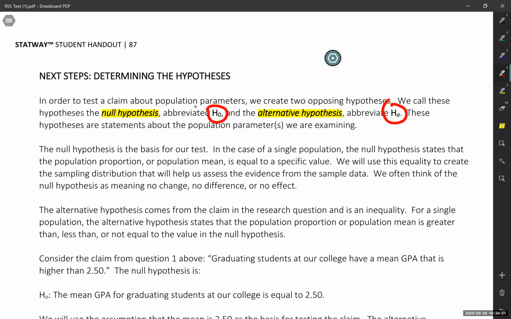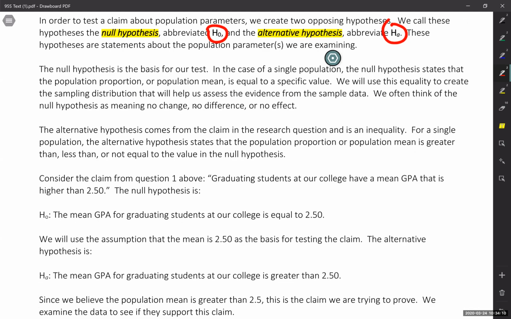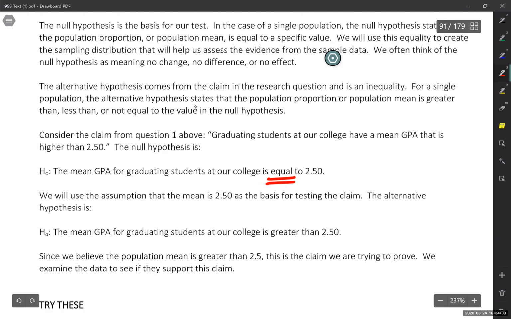So we have our first claim from our first question. And this is: graduating students at our college have a mean GPA that is higher than 2.5. And so the null hypothesis is pretty much restating that claim, maybe just rearranging the words a little bit. Our null hypothesis is that we're focusing on the word equal. Null is always going to have the equals in it. And then the alternative hypothesis is what we're testing. That's the claim that we're testing. And so that is going to be greater than.